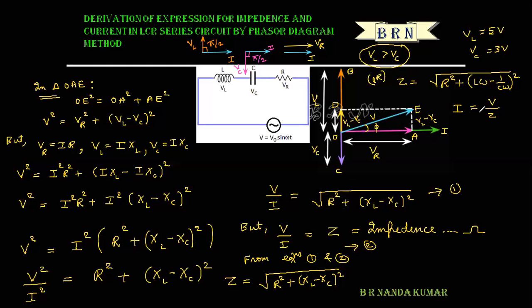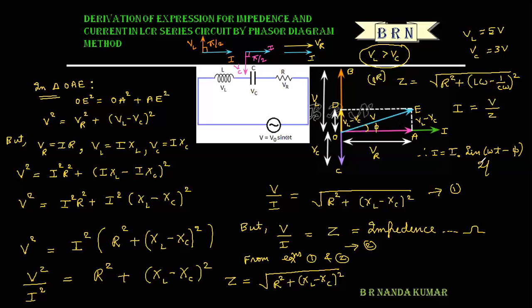Okay, so what is this? The instantaneous current flowing through the LCR series circuit: I is equal to V divided by Z. So the instantaneous current flowing through the LCR series circuit in terms of phase difference, that is I is equal to I naught sine of (omega t minus phi). Actually, here the current lags behind the voltage by an angle phi radian. So this is the instantaneous current flowing through the LCR series circuit.